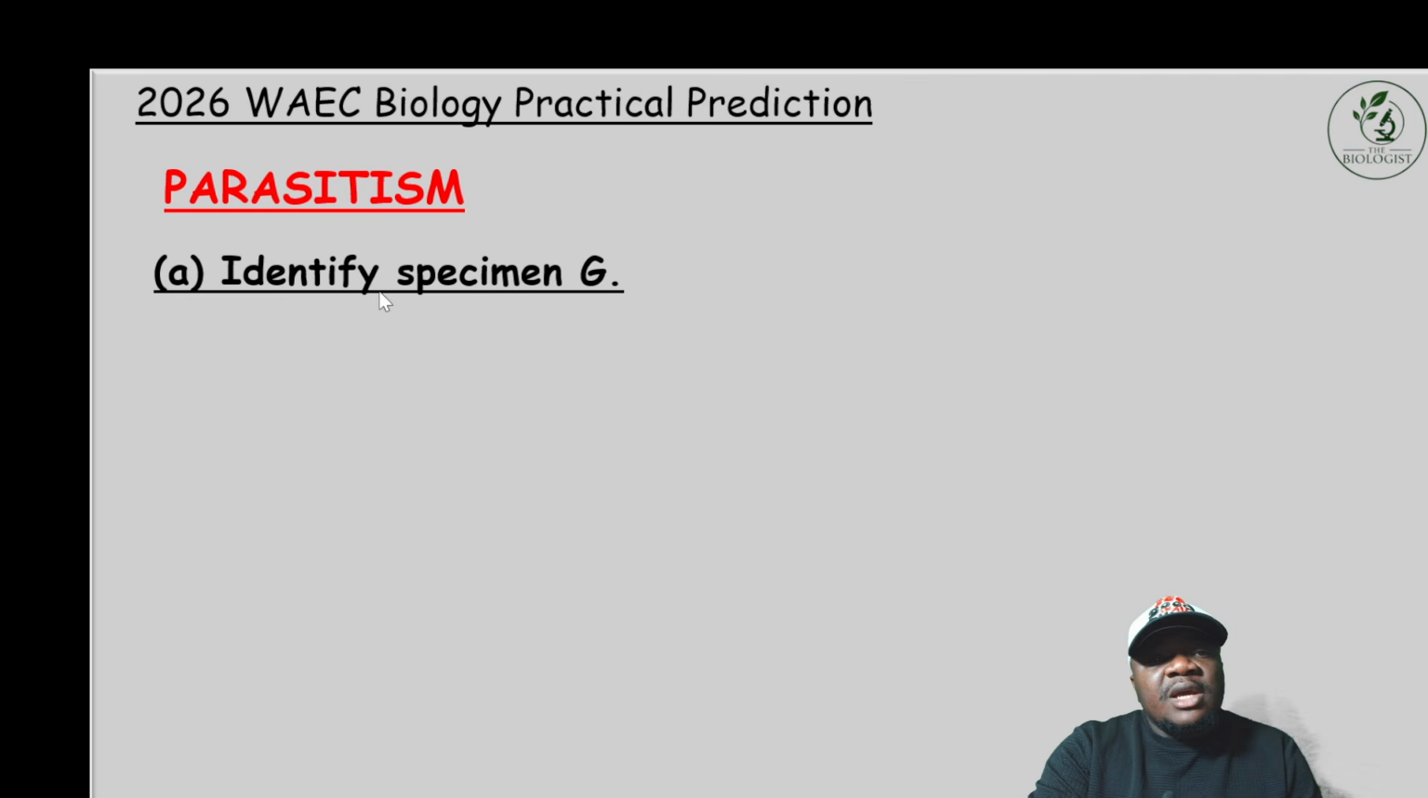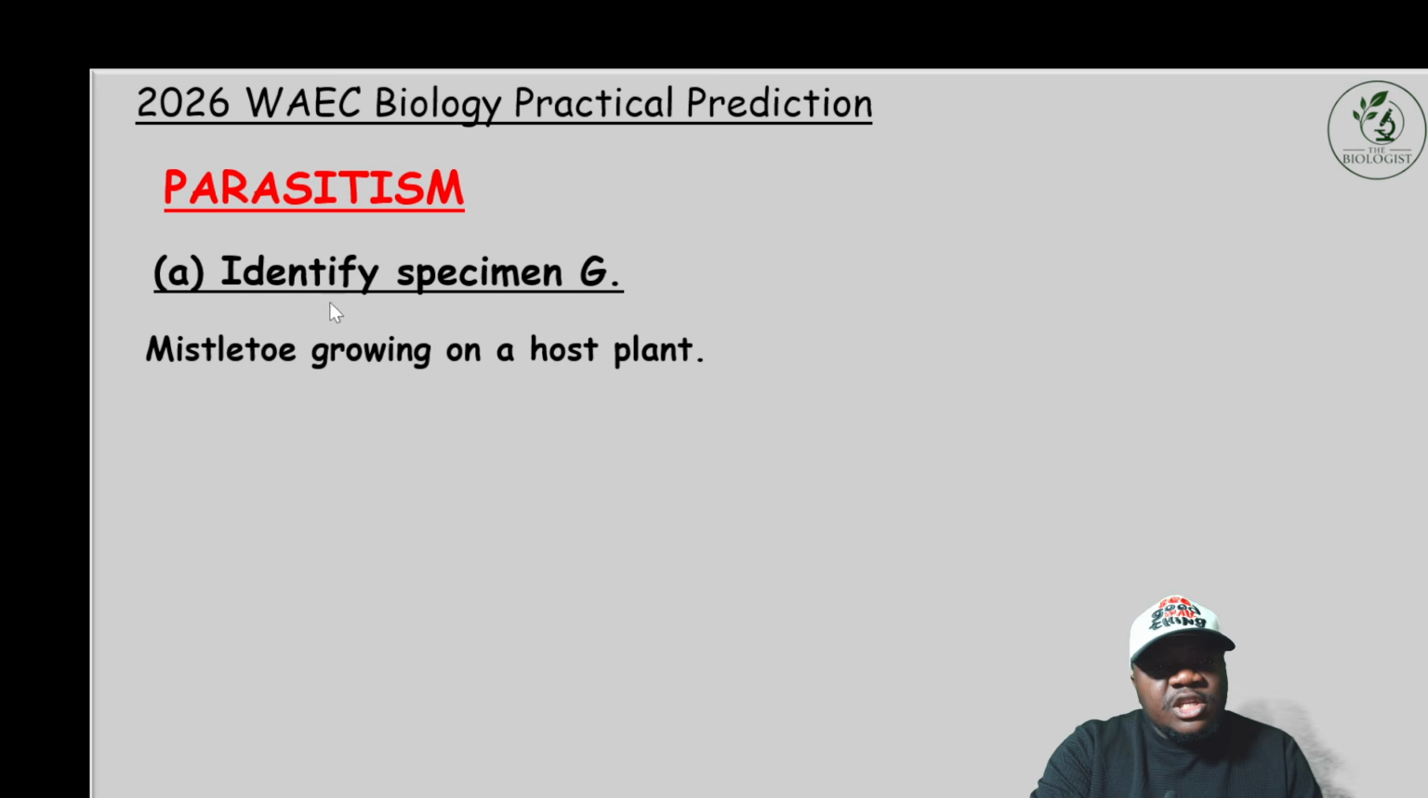Then identify specimen G. Specimen G is the mistletoe, which is a plant that grows on other plants and serves as a parasite.